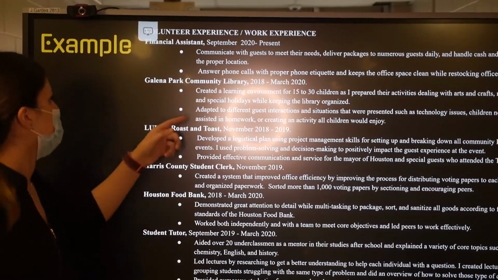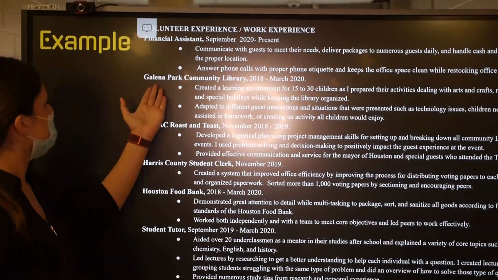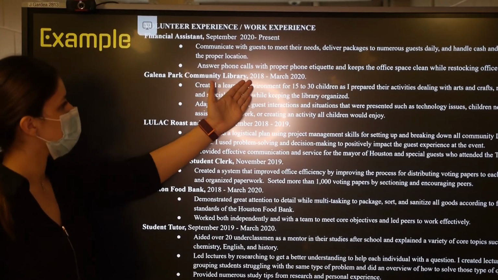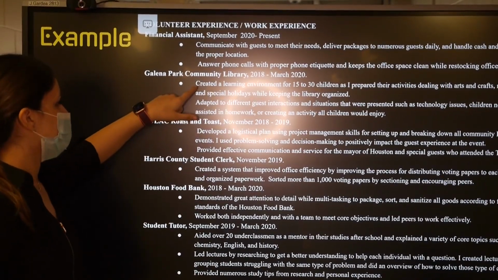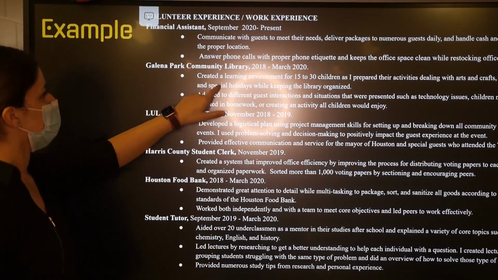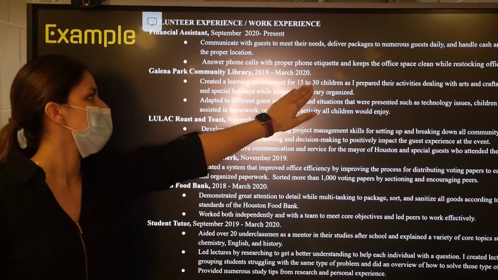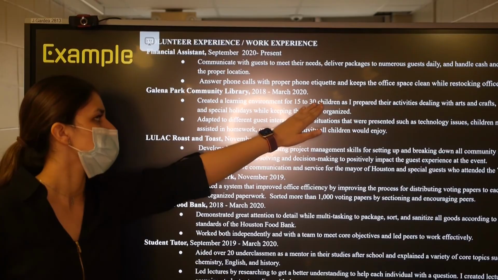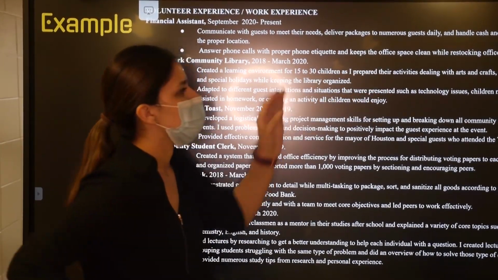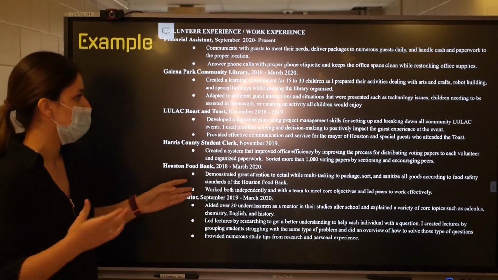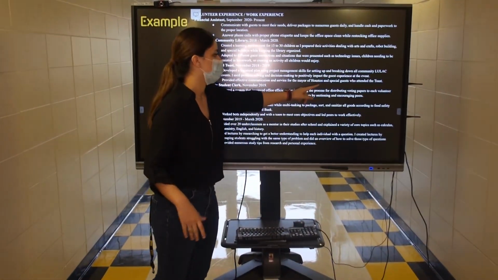So a great example of a key metric is right here under the community library. It seems that they worked at the community library from 2018 to March 2020. And under that is a bullet point stating she created a learning environment for 15 to 30 children, which is a key metric right there, and it just ups the resume even more, as I prepared those activities and so on. So that's just a great way of explaining more in depth what you did for that job or volunteer work.